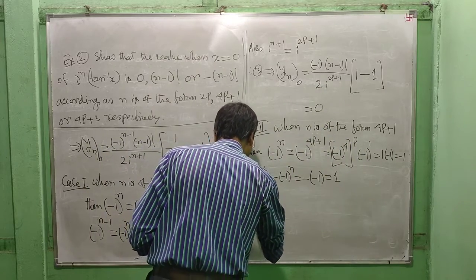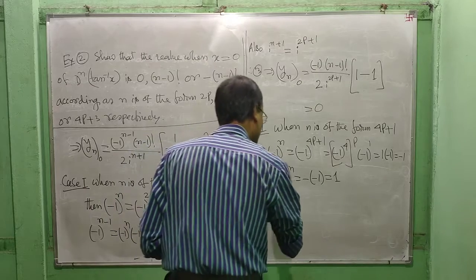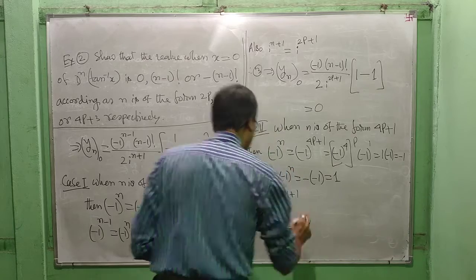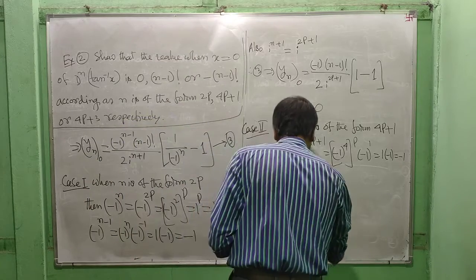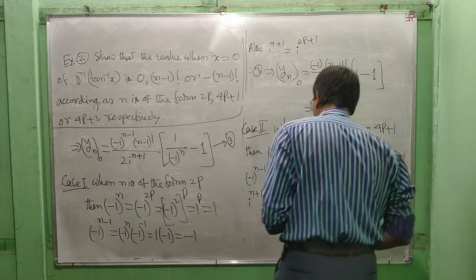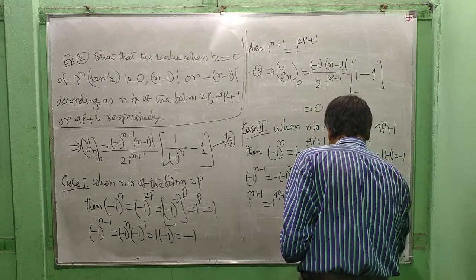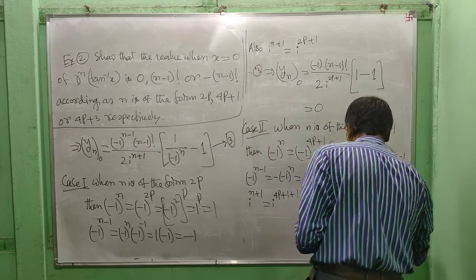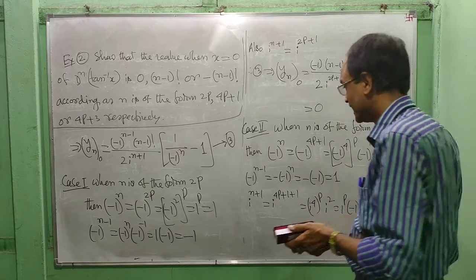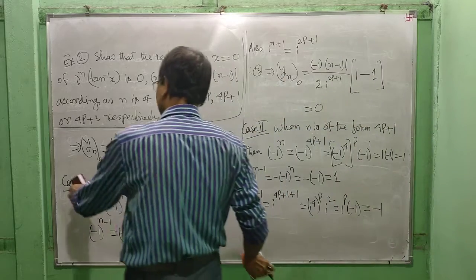Also, i^(n+1) is equal to i^(4p+1+1), which is equal to (i^4)^p i^2, which is equal to 1^p times -1, equal to -1. So i^(n+1) is equal to -1.